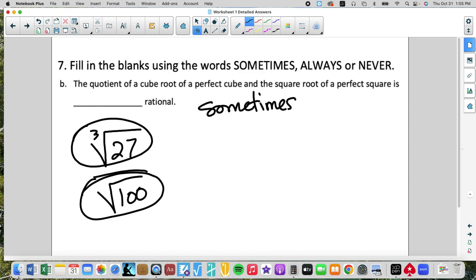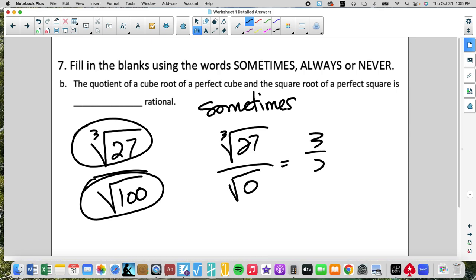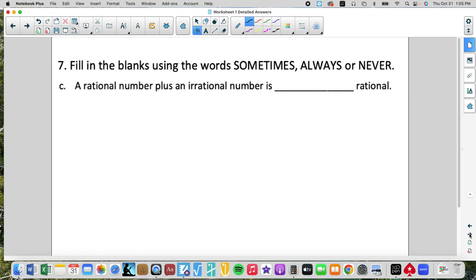Do you want to know why it's sometimes? Because if we have the cube root of 27 over the square root of 0, that's going to equal 3 over 0, which is no solution. So that would make it not rational. That's the one situation, so it's sometimes. I guess that would be the only one that I'm thinking of.